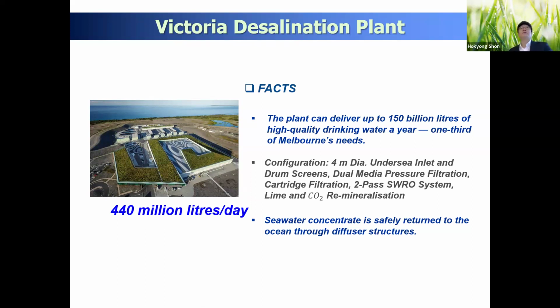So compared to the Gold Coast, Degremont is in charge of the Victoria desalination plant. So what's the difference? They have a lime post treatment. So why do they put in the lime? pH. Yes, pH is corrected, as well as minerals. So what's the lime?